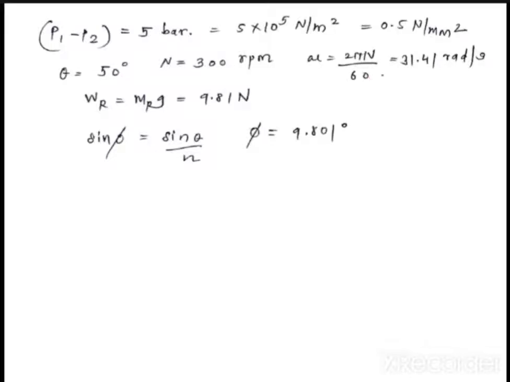So omega is equal to 2 pi N by 60. WR. Now what is WR? MR into g. MR is 1, so 9.8 Newton. What is sin phi? Sin theta upon n. So FI is equal to 9.80. So this is a basic thing what we know.